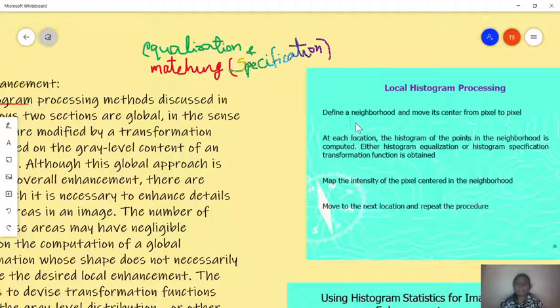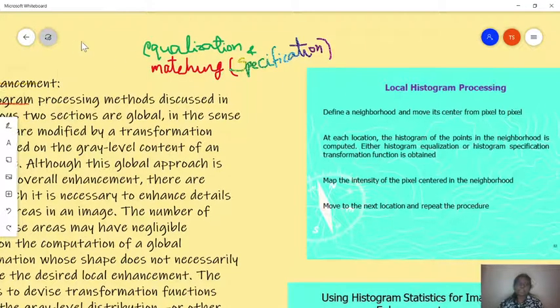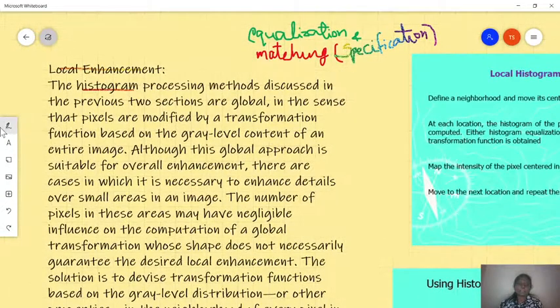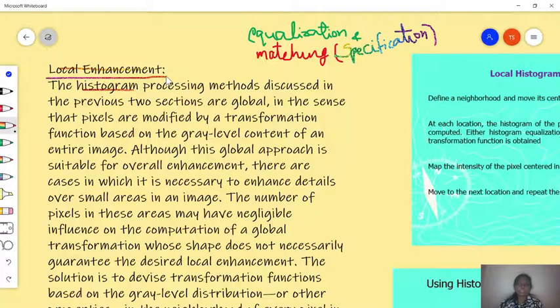Within the local histogram processing, we are defining a neighborhood and moving its center from pixel to pixel. I'll explain this. See here. So this is the processing of local enhancement, local histogram processing.